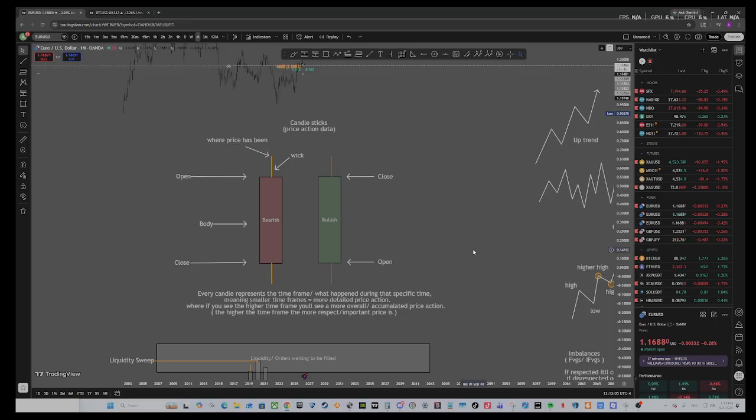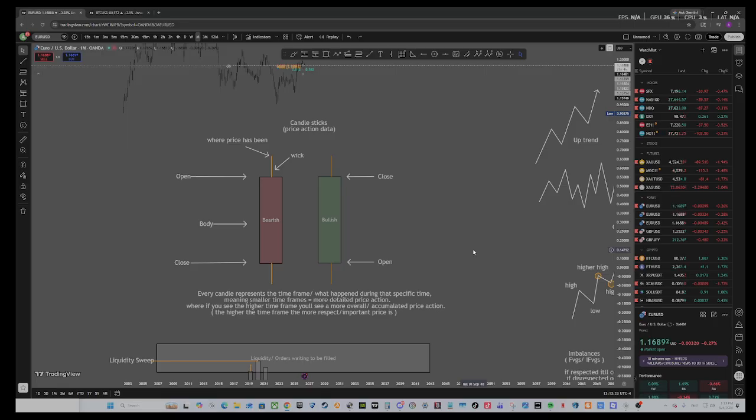Candles. What it is, it's all the price action shoved into visual data, right? So you're able to see the numbers instead of having to read the numbers, if that makes any sense. The wicks, those skinny little twigs, right? Not the rectangle boxes, but the skinny little twigs. That is where price has been. Price was at one point there.